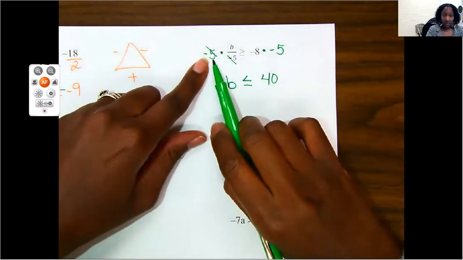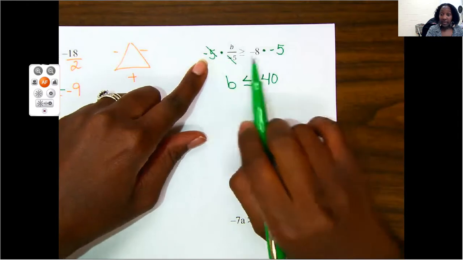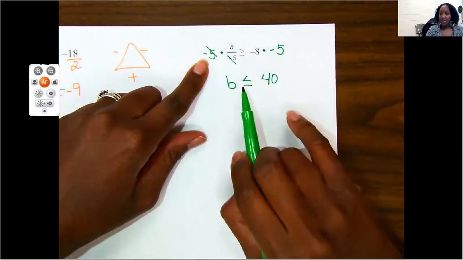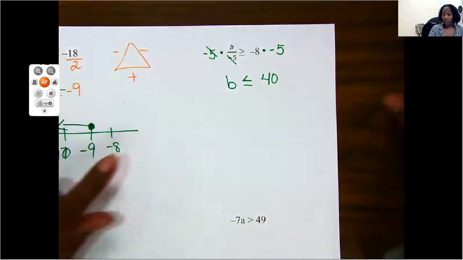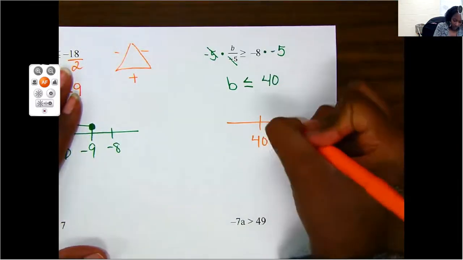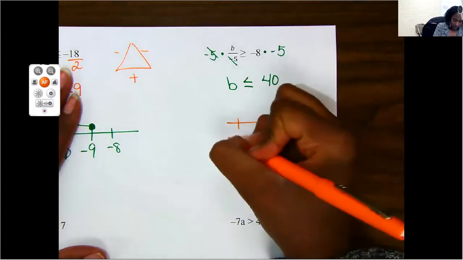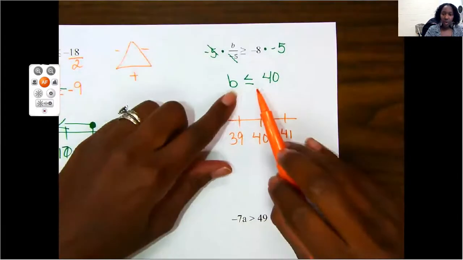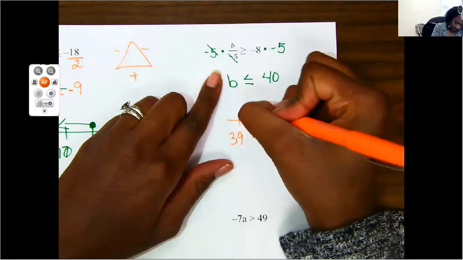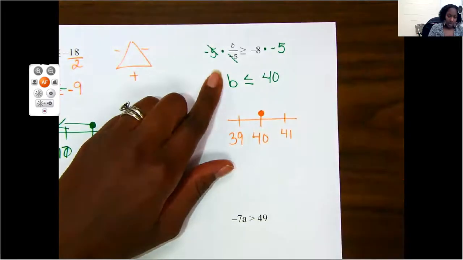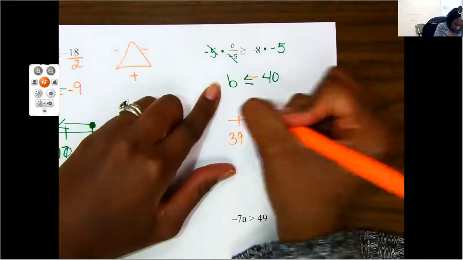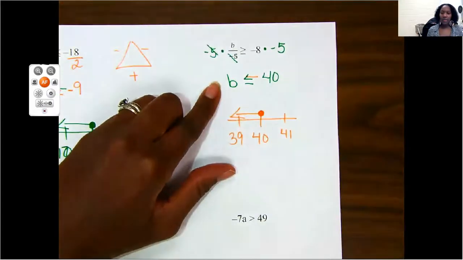Here's a negative 5. I multiplied both sides by a negative 5. So that's why I had to flip my sign. Okay, I'm going to graph it. It's positive 40. So I'm going to put 41 over here, 39 over here. My inequality sign has a solid bar underneath it. So that means I'm going to have a solid circle. And then if I put the little line down the middle, it makes my arrow. And that's which way my arrow needs to go on here.